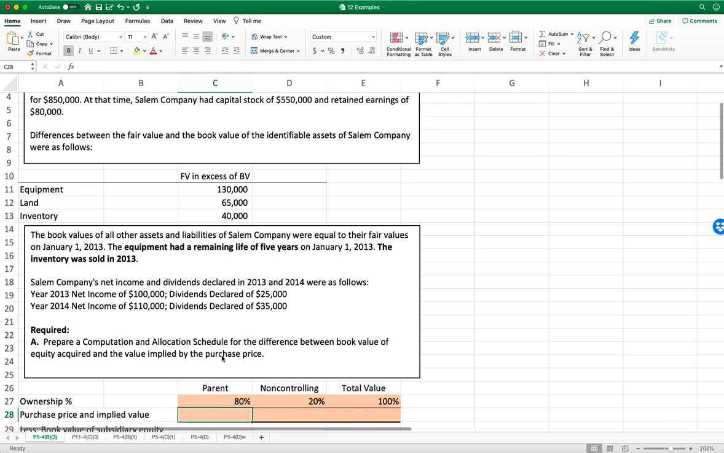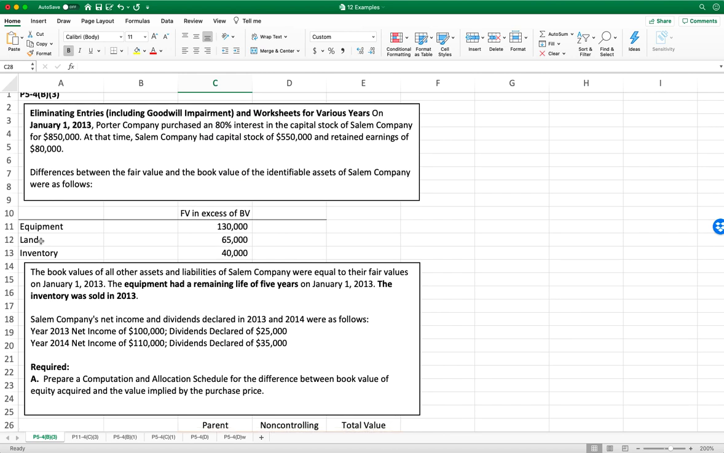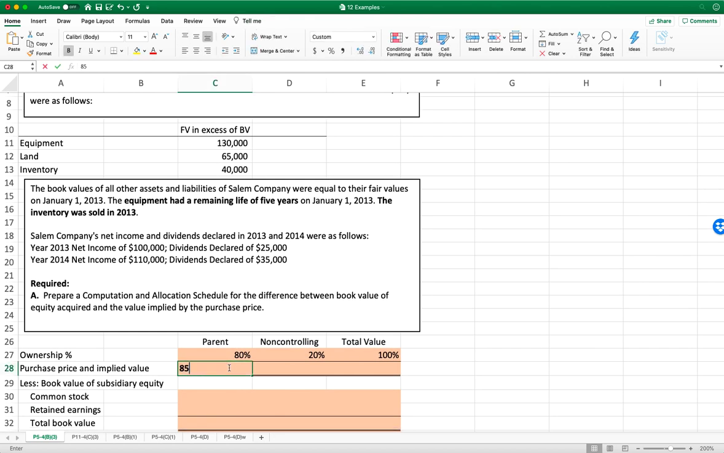Then we need to know our purchase price. So for our 80% interest, our parent company paid $850,000. In this one, they don't give us any information about the value of the non-controlling shares. So we're just going to estimate the total value of the entity by taking our purchase price and dividing by our ownership percentage, which gives us an implied value of $1,062,500. We're going to multiply that number by 20% to get the value of the non-controlling shares, which is $212,500.